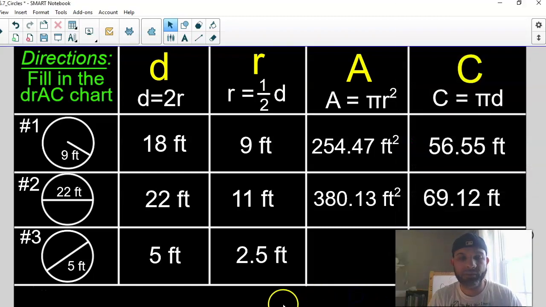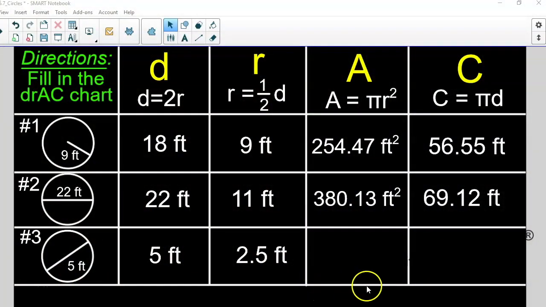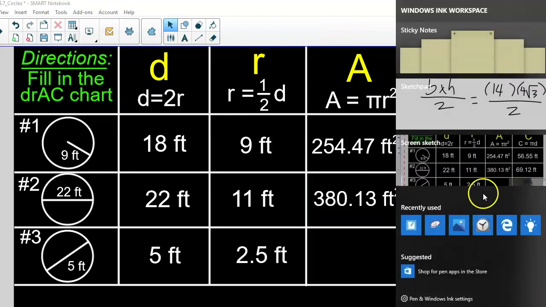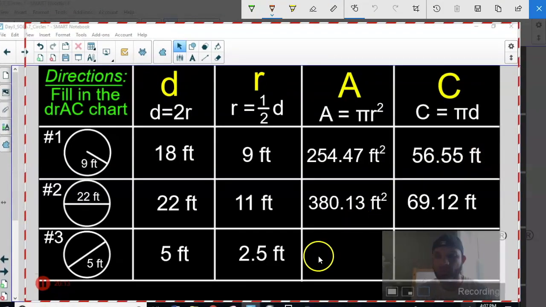Actually, let me do this first. No, not that one. Whoops. All right, 19.63. That's what I said. I'm just going to write it in.